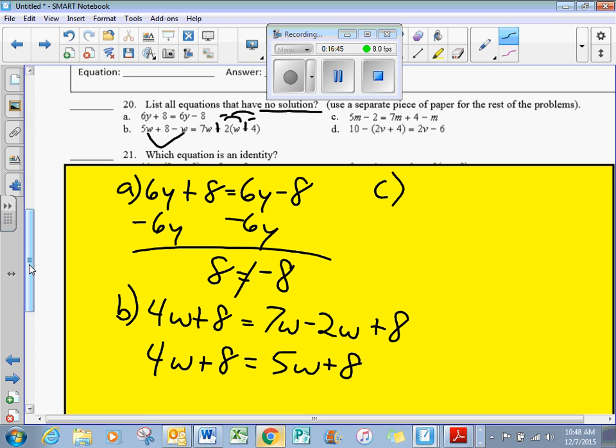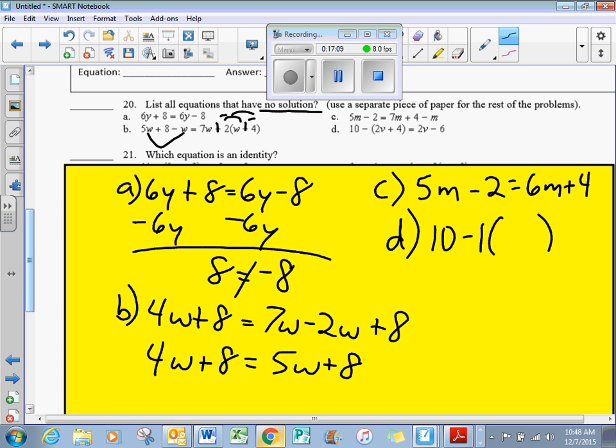Okay. Here on this one, you get 5m minus 2. And then on the right side, 7m minus m is 6m. Okay, so that's going to give me one solution when I solve that. And D, I get, this is where you have that negative without a number, so I know it's a -1.